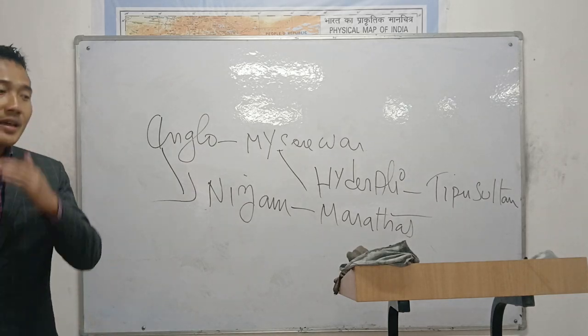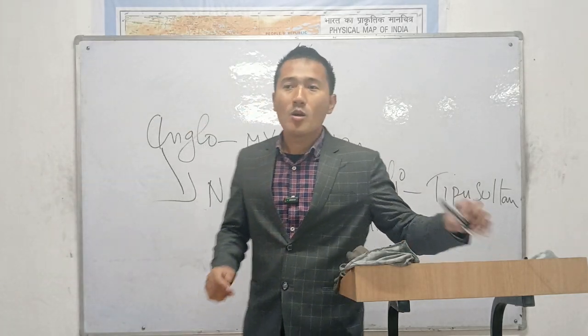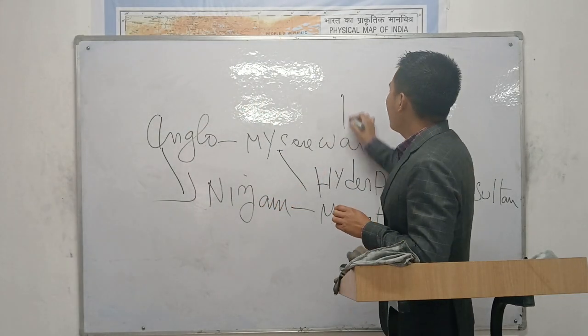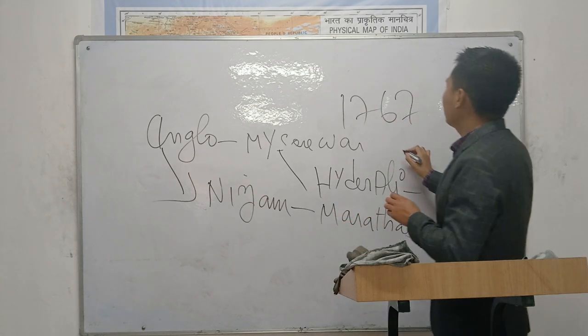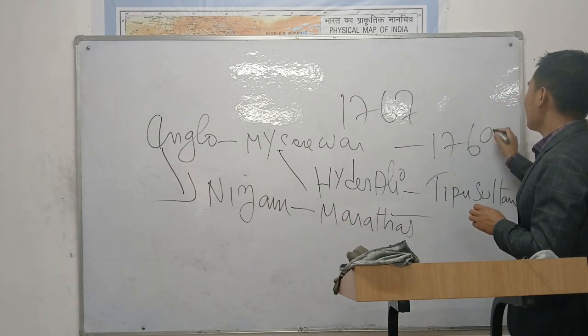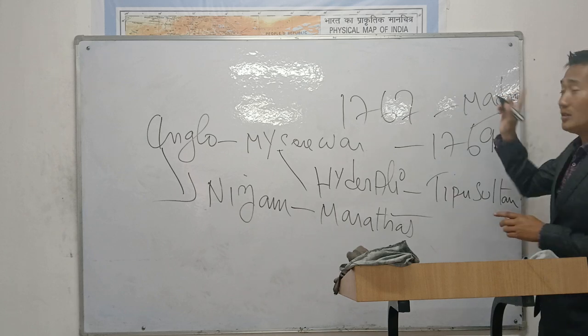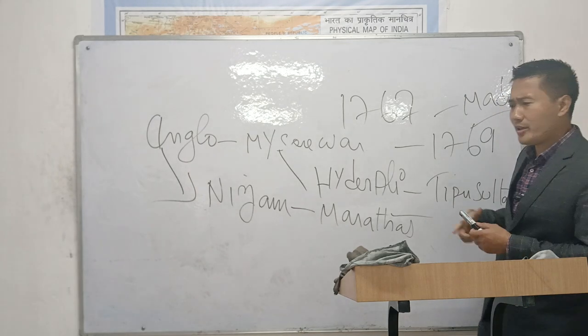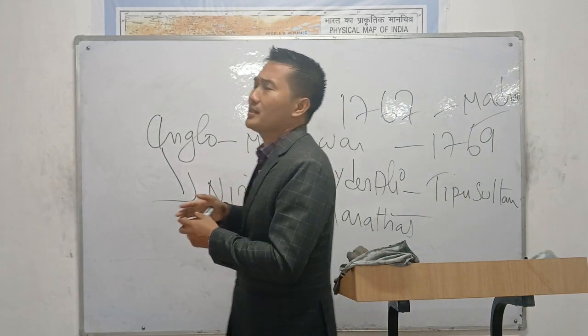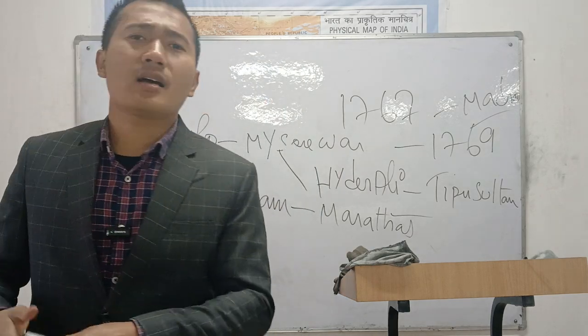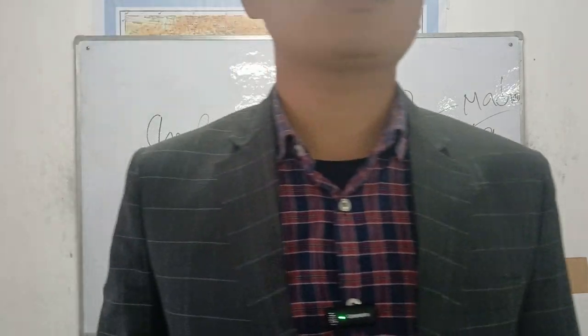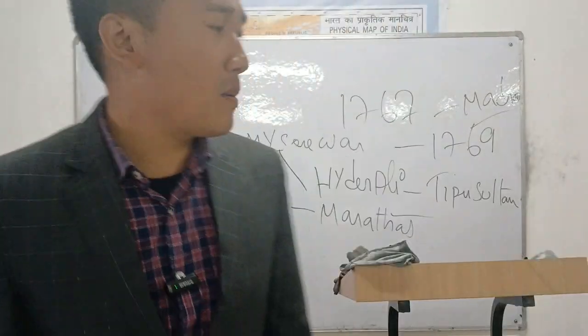The first Anglo-Mysore War was fought in the year 1767 and ended only in the year 1769 by the Treaty of Madras. An important treaty, too important. Treaty of Pondicherry, Treaty of Aix-la-Chapelle, all these important ones, Treaty of Paris. Please memorize it.